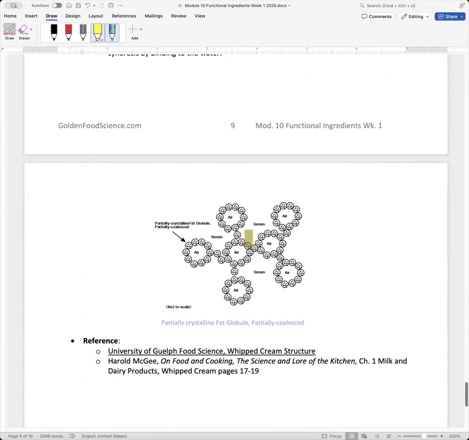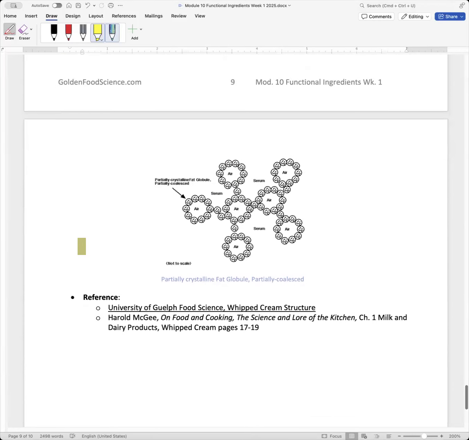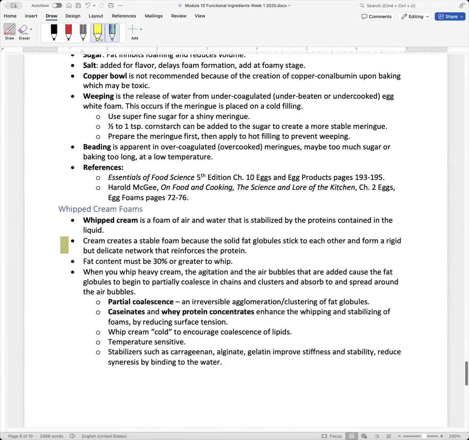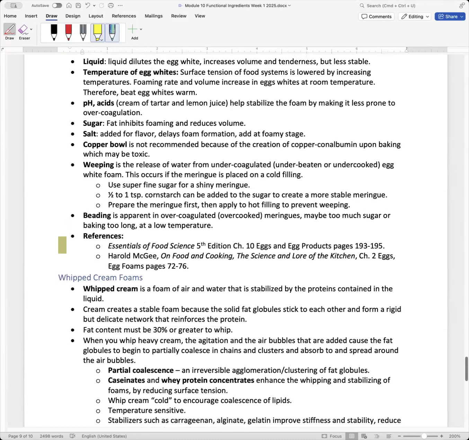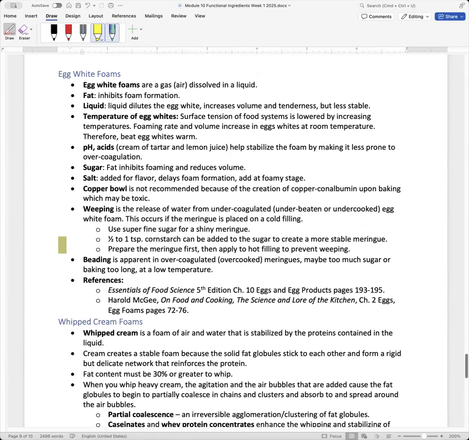This is what whipped cream looks like. That's kind of cool, huh? I don't know. Questions about any of this? Is any of this relevant to what you guys do?